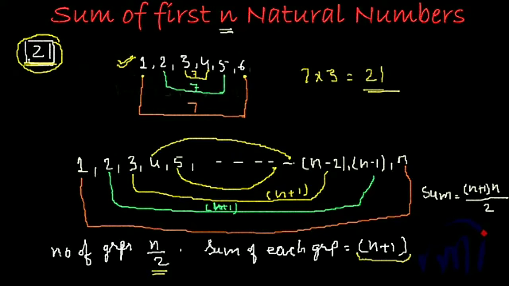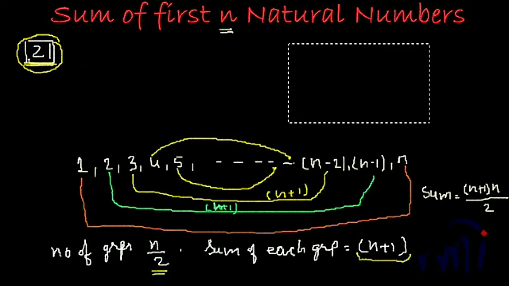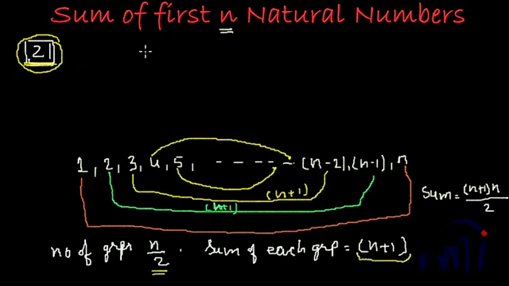And then we had a doubt when the number of terms is odd. So again we are going to take a small example. So let me write numbers from 1 to 5. So 1, 2, 3, 4 and 5. We have an odd number of terms, right?